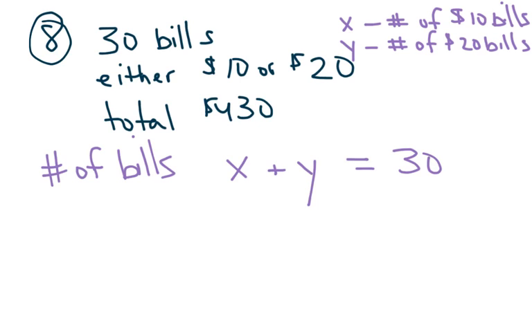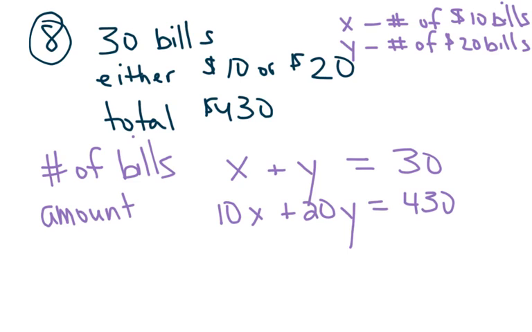The second equation is going to have to do with the amount of money. The amount of money is going to be found by multiplying 10 times the number of $10 bills plus 20 times the number of $20 bills, and that's going to equal $430. So now I have a system of equations that I can go and solve in either method. I choose to use the matrix. I'm going to honestly tell you that when I'm trying to do quick answer keys when solving systems of equations, I almost exclusively use a matrix. But again, it's your choice which one you use.